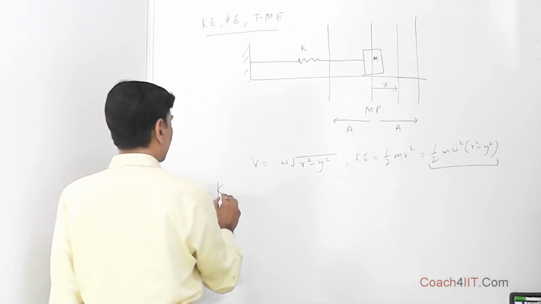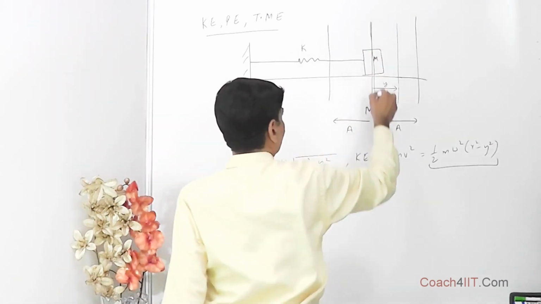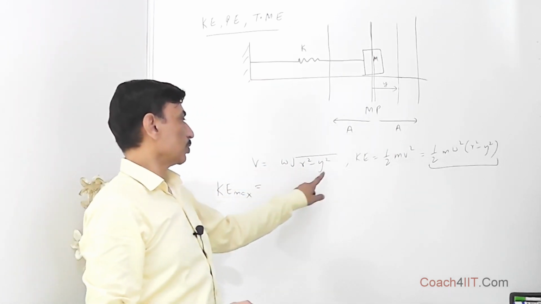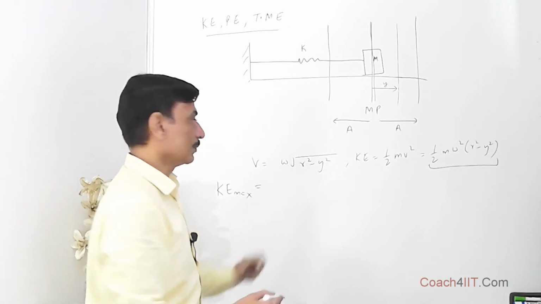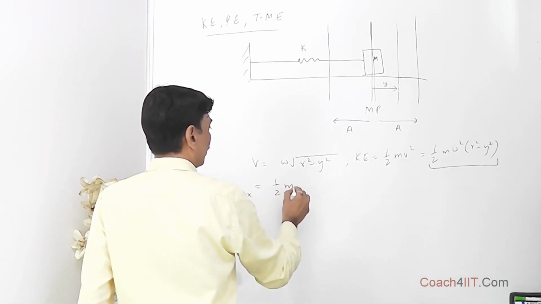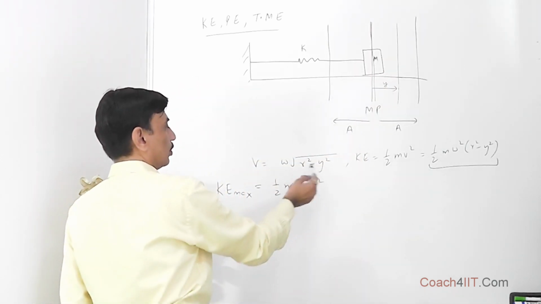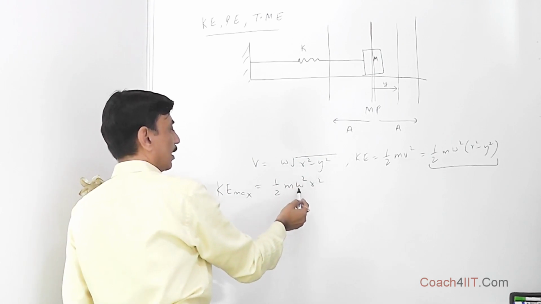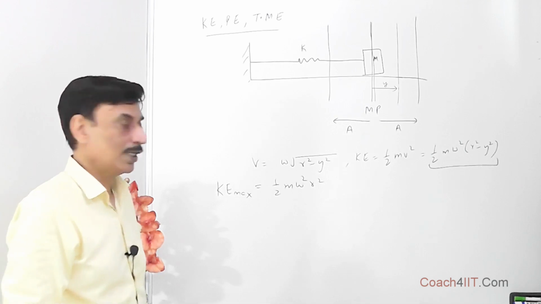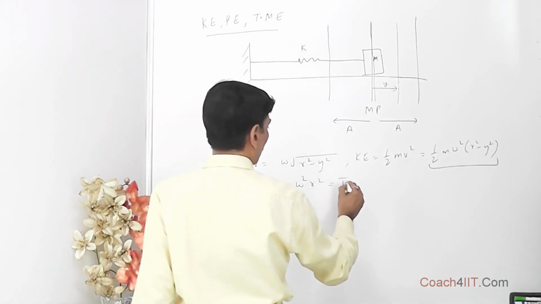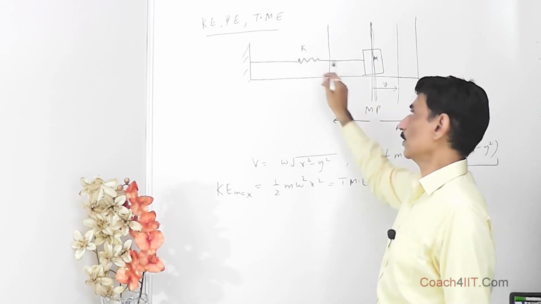If you are interested in finding the maximum kinetic energy, that is at the mean position, where y is equal to 0. So velocity is maximum, and when the velocity is maximum, kinetic energy is maximum. It comes out to be half m omega square r square, because y is equal to 0, so omega into r, squared. That is the maximum kinetic energy, and this is also equal to the total mechanical energy, because at the mean position there is no extension or compression in the spring.